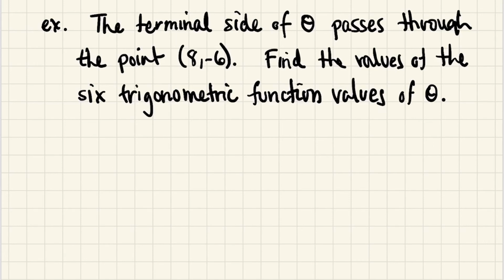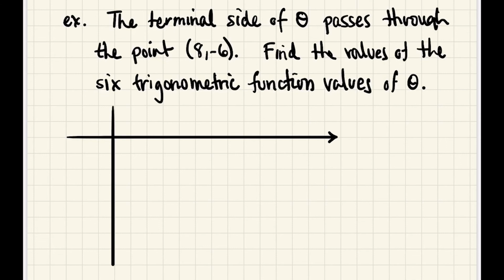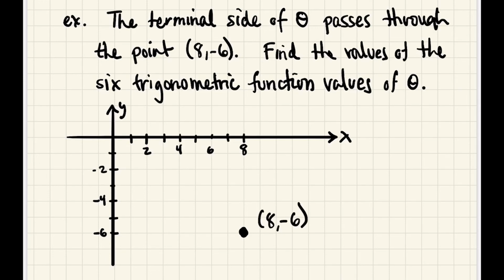So let's make an attempt to draw our theta. Now the point is in the 4th quadrant. So as we draw axes, we'll just emphasize the 4th quadrant. So the terminal side of theta passes right through that point. So there's the angle theta.